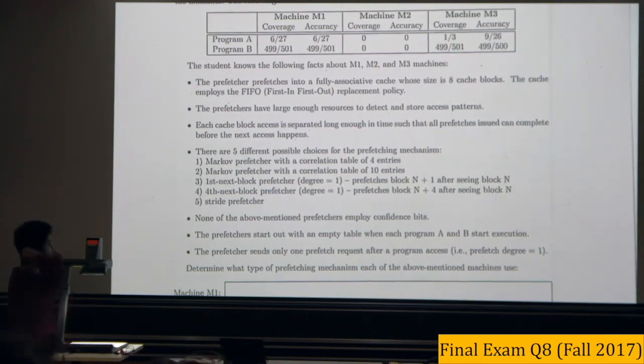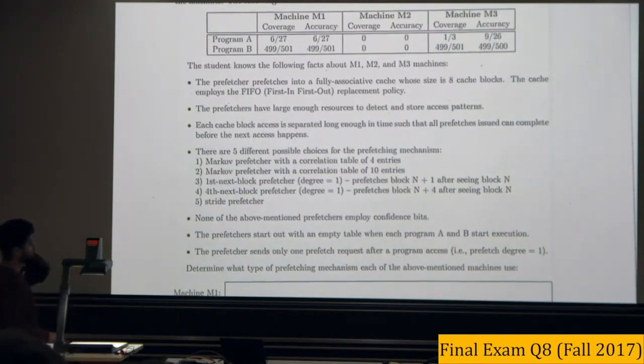And there are 5 different possible choices for the prefetching mechanisms that we know beforehand. The first 2 are the Markov prefetcher, 3 and 4 are variants of a next block prefetcher, and the 5th one is a stride prefetcher. The first one is a Markov prefetcher which can learn and store up to 4 entries. The second one can store up to 10 entries. The third one is just the next line prefetcher, the exact next block. And the 4th one is the 4th next block, and the 5th one is the stride prefetcher.